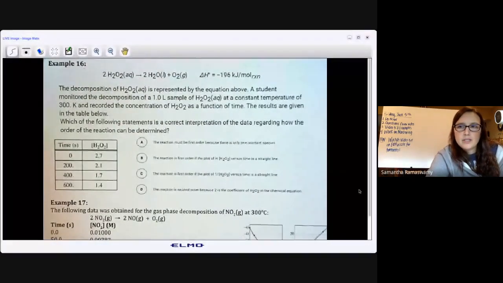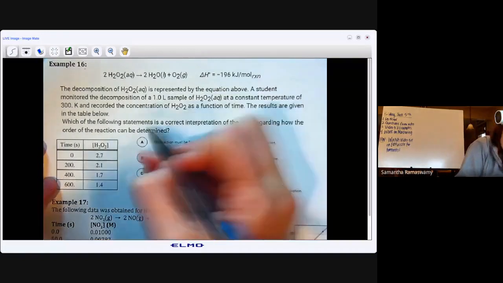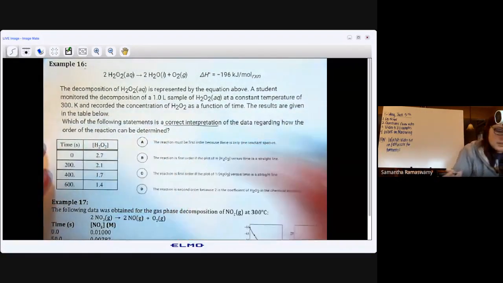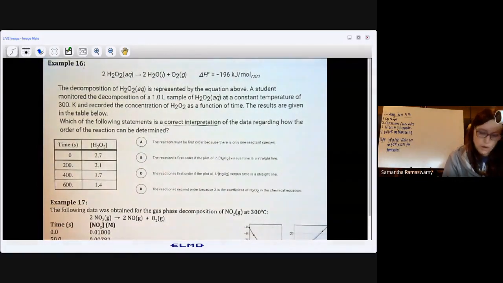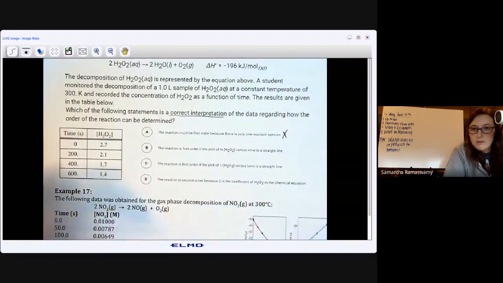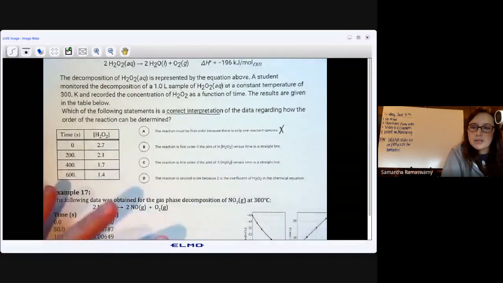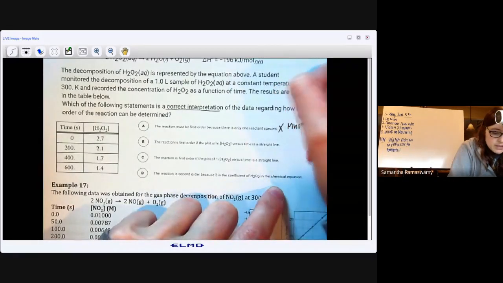All right, so let's take a look at example 16. We'll talk through why some answer choices are correct and why other ones are not correct. This wants to know which of the following is a correct interpretation of the data. So A says the reaction must be first order because there's only one reactant species. Well, it might be first order, but the reason is not because there's only one species, because we always must look at the data.